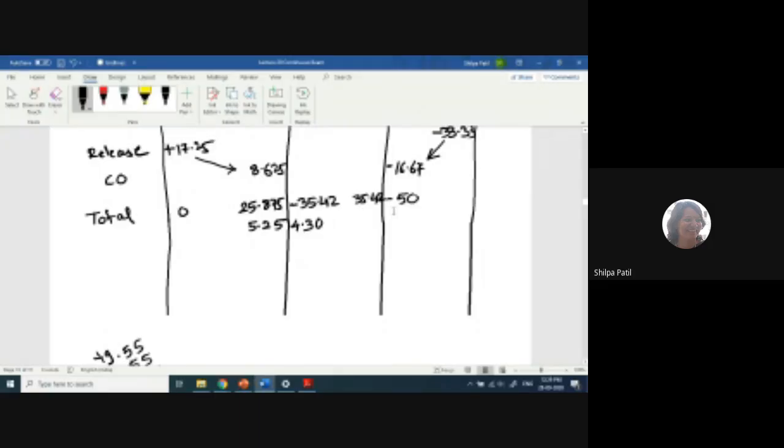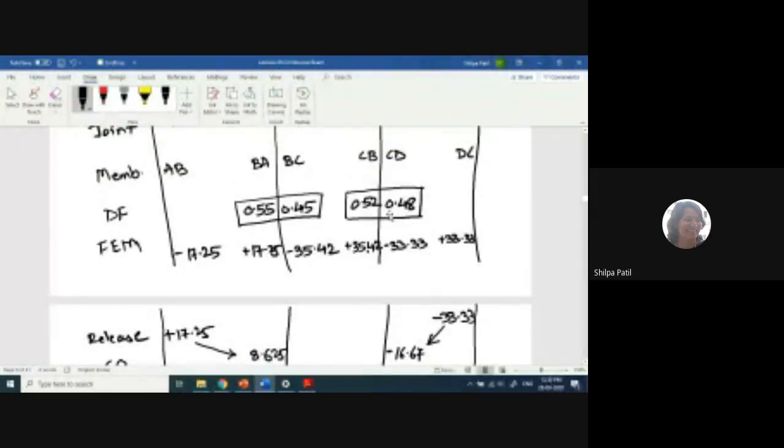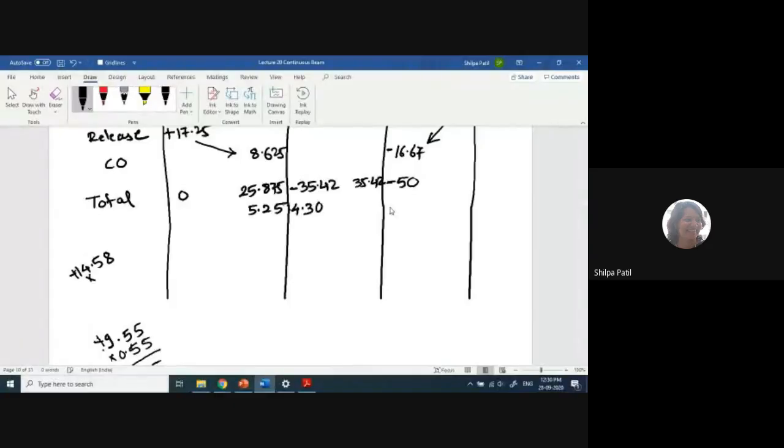Again, there are two different moments, so find out the net effect. 35.42 minus 50. What is the net moment here? Minus 14.58. Is it correct? Yes, ma'am. 14.58. Okay. So I have to balance this moment by applying an equal and opposite moment. So I have to apply a positive moment of 14.58 with the distribution factors of 0.52 for CB and 0.48 for CD. So multiplied by 0.52, tell me the value. 7.58. So this is 7.58 and here this is 14.58 into 0.48.